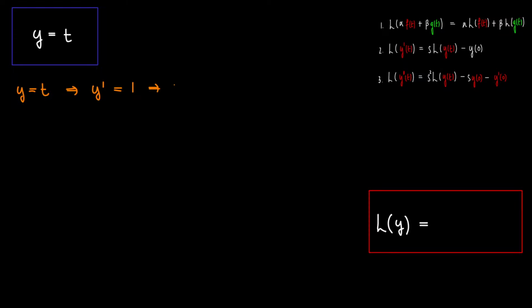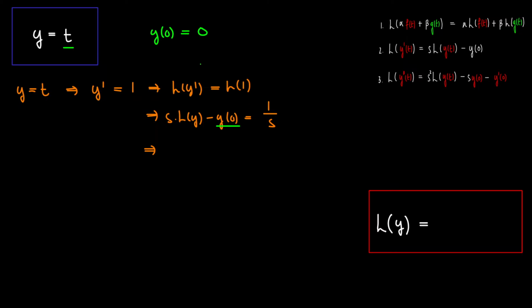Here we'll just get the Laplace transform of y prime is just equal to the Laplace transform of 1. And this tells us that s times the Laplace transform of y minus y of 0 is equal to the Laplace transform of 1, which we just saw was 1 over s. Okay, so now let's see, what is y of 0? Well, y of 0 here is plug in t equal to 0 and you just get 0.